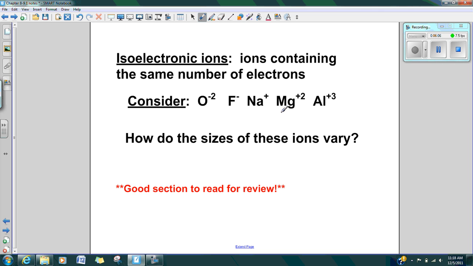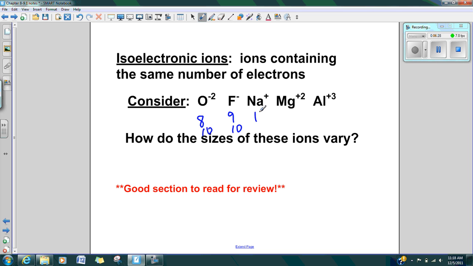All right, isoelectric means ions containing the same number of electrons. Well, if I take a look at this, I have oxygen that has the atomic number 8. If I gain those 2 electrons, it would have 10 electrons. Fluorine has the atomic number 9. That means it has 9 electrons. Gaining 1 more is going to be 10.